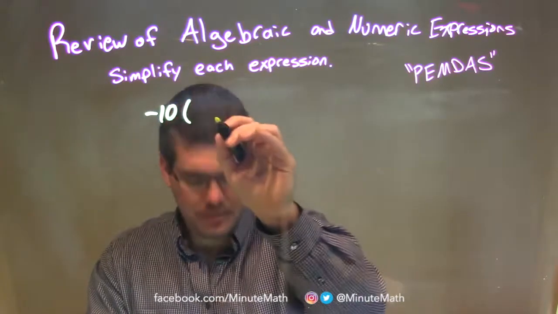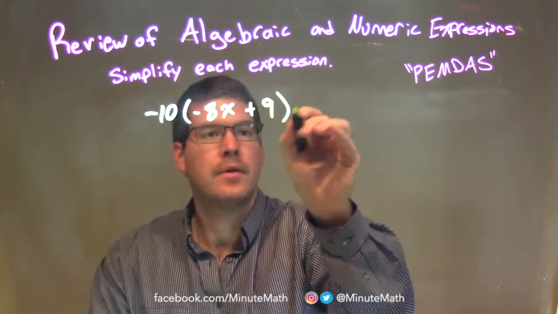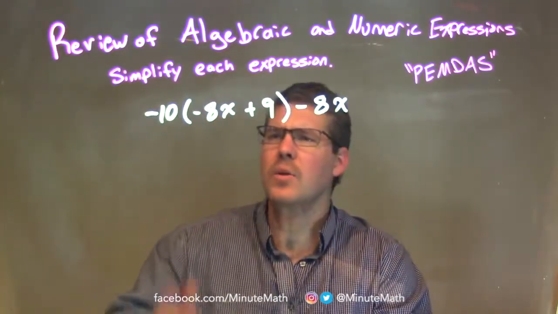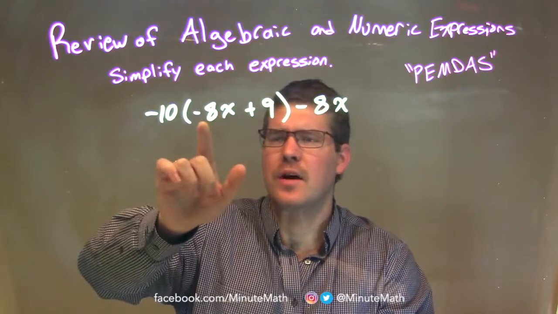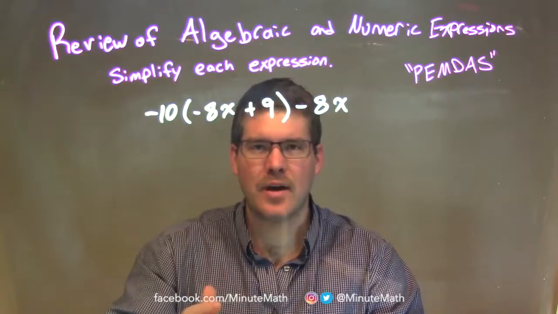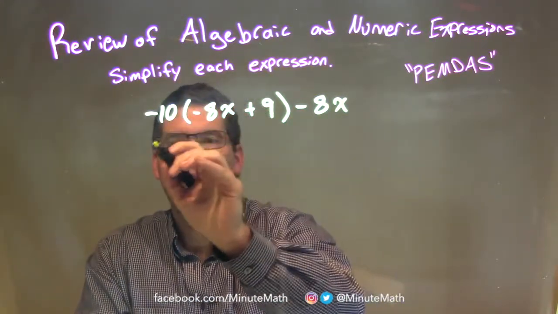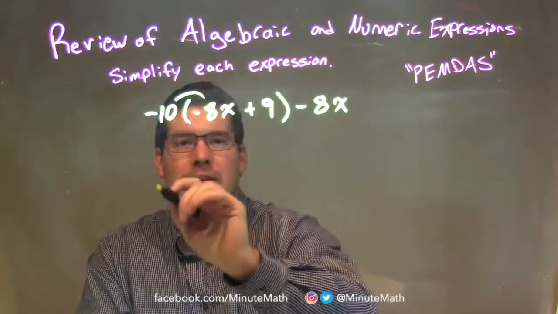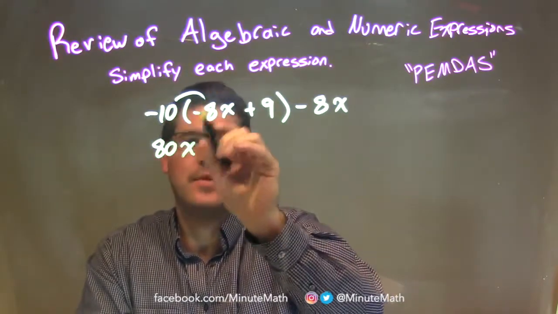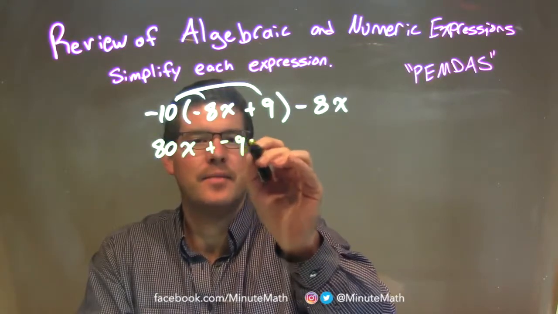Negative 10 times negative 8x plus 9 minus 8x. Well, what I want to do here is I see my parentheses of negative 8x plus 9. There's no like terms within the parentheses, so there's nothing that I can combine inside of it. So I have to distribute the negative 10 to both parts. So that's our next step here. So negative 10 times a negative 8x, which is a positive 80x, right? Negative 10 times negative 8 is positive 80, and the x is there. Negative 10 times 9 is a negative 90.